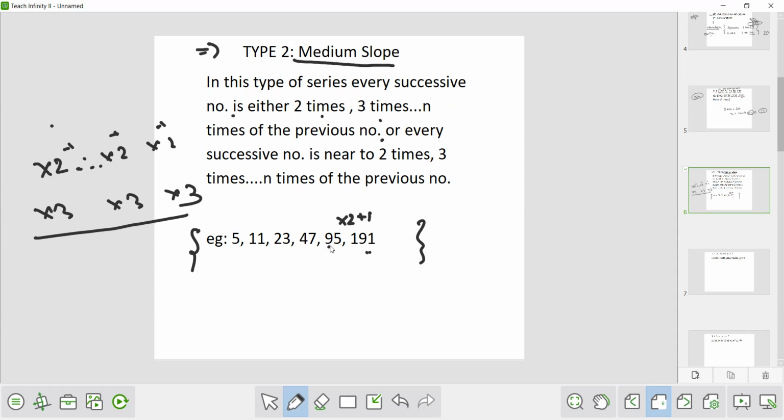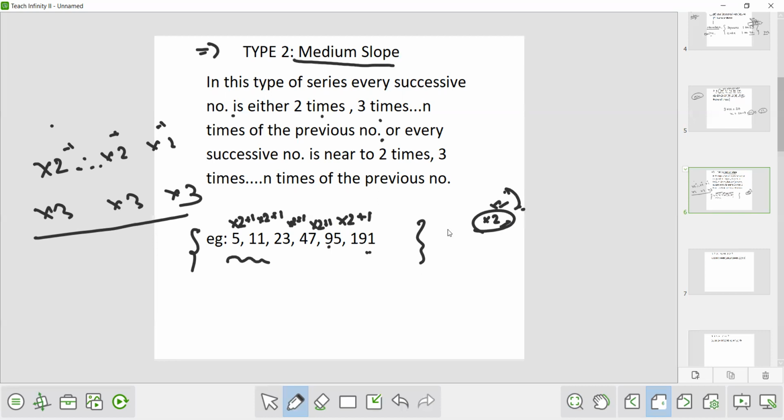Then we see 47 and 95. So again 95 is 2 times of this 47, so into 2 plus 1, near to 2 times. So every successive number is near to 2 times the previous number. So we write into 2 plus 1, into 2 plus 1, into 2 plus 1. So from these three results, our rule gets confirmed that this series is a type of medium slope where every successive number is getting multiplied 2 times from the previous number.